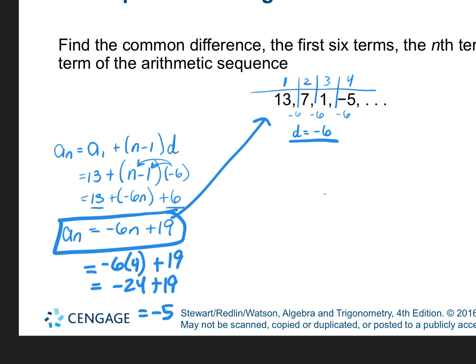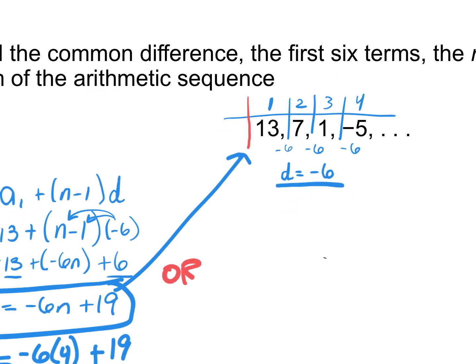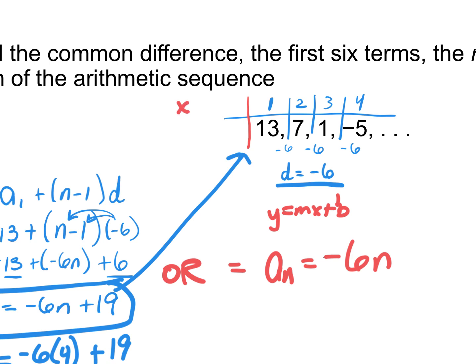Now, the reason I tell you guys that arithmetic is the same as linear is because I want you to see the correlation. If you were to tell me that to get from one point to the next every time, you're going down 6, that's our common difference, down 6. We can also name that as our slope. So if I was going to follow y equals mx plus b, instead of y, I would put a sub n, and my slope here would be negative 6. Instead of an x, I'm going to put my n value. Then I need the y-intercept.